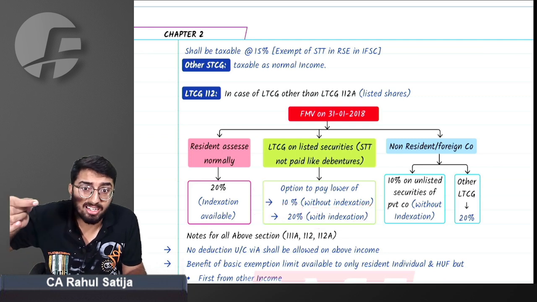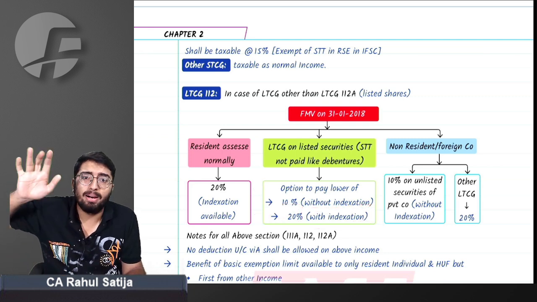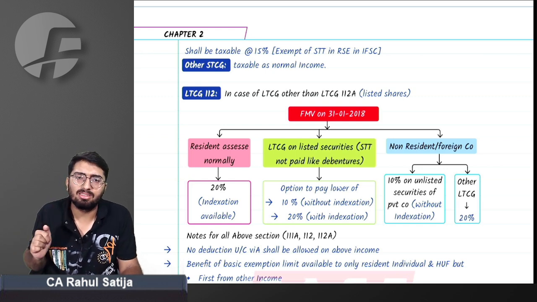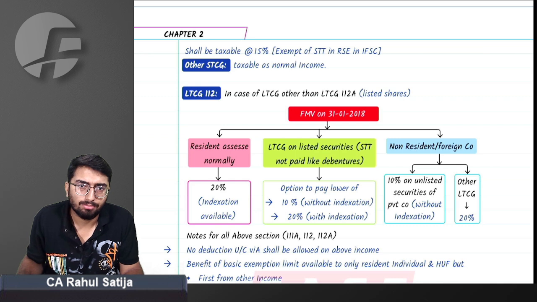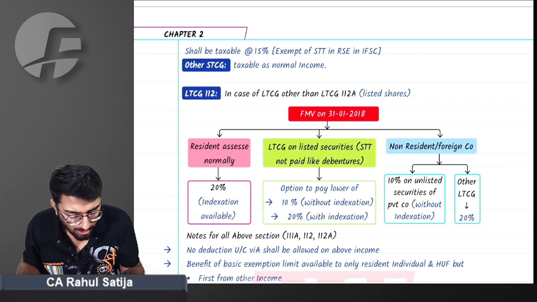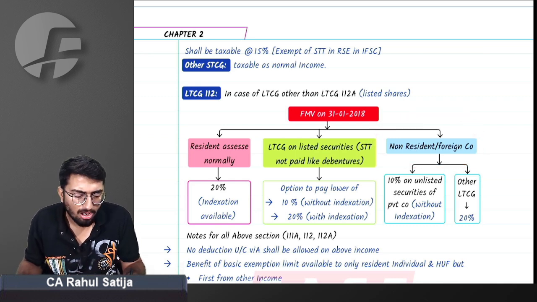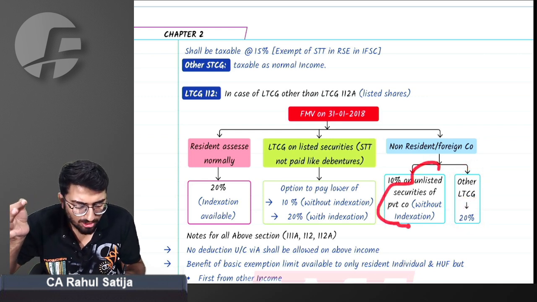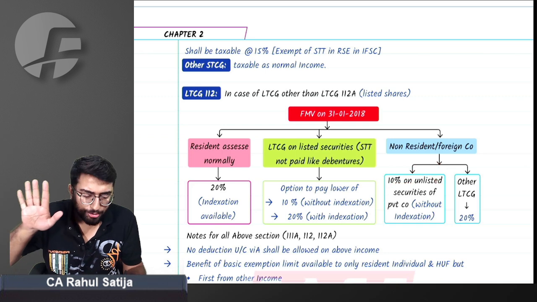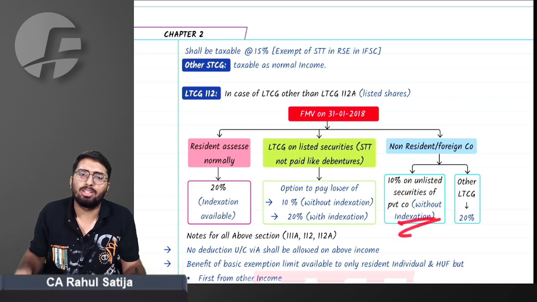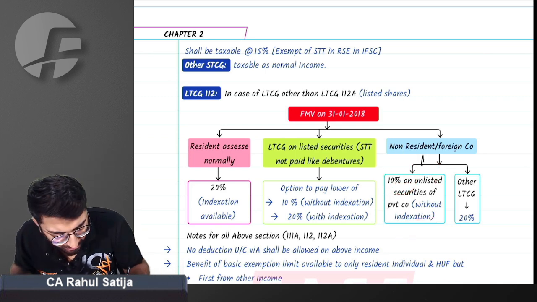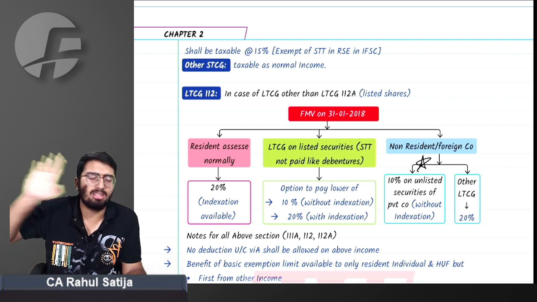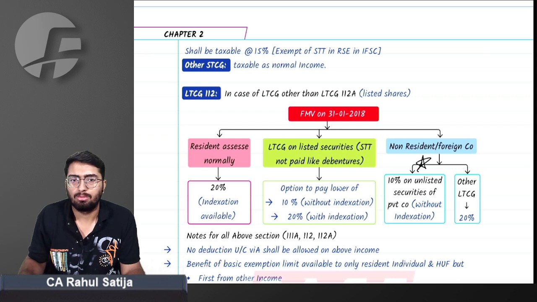Any securities that are listed but STT is not paid, for example debentures, for example SME IPOs. Got this point? Any non-resident foreign company, for normal LTCG they have 20%, but when they are selling unlisted securities of a private limited company, they have an option to pay 10% tax without indexation. This is an important point people tend to forget. This will be again covered in non-resident taxation, but I want you all to remember this thing from right now.